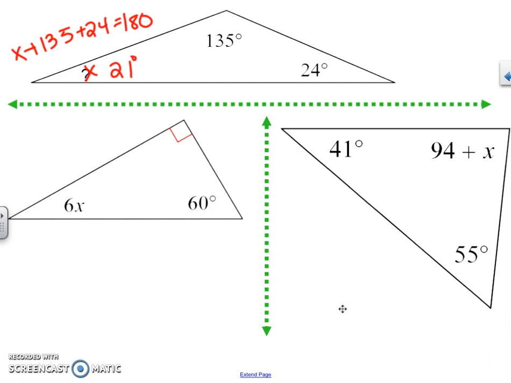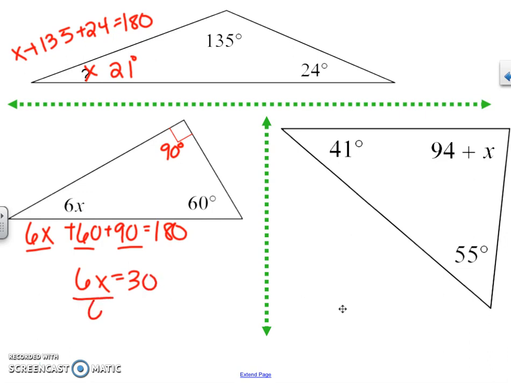Okay, same thing here. I know that measurement is 90 degrees. So if I want to set up an algebraic expression, I would say 6x plus 60 plus 90 equals 180, okay? Basically, you need to make sure you're adding three things equal to 180. Once you solve for that, you would do 180 minus 90 minus 60. So you'd have 6x equals 30, divide by 6, and x would be 5.